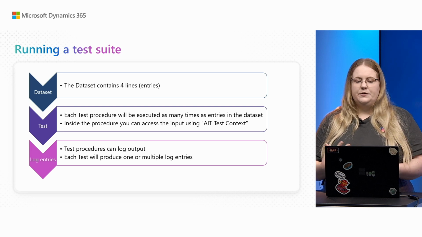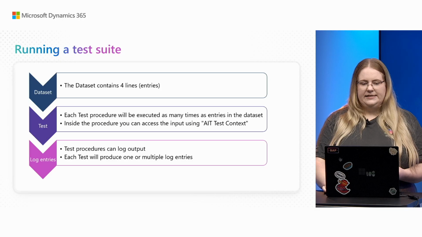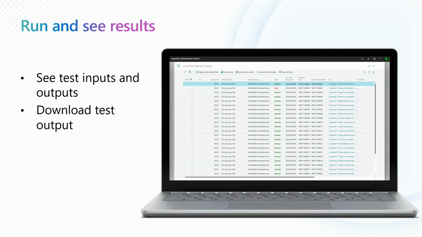Each test will then produce one or multiple log entries that you can see in the toolkit interface. You can see the test inputs and the test outputs in the log entries, as well as which test code unit and which test procedure they belong to. You can also download the test output to process it further, for example, for evaluation.